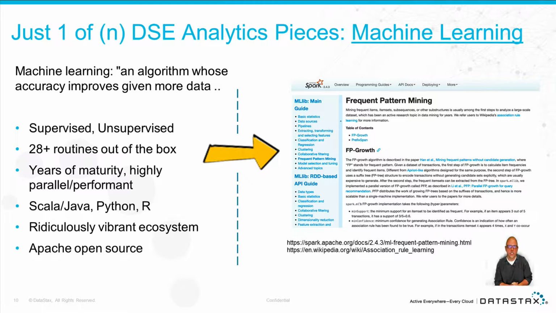In supervised, we know what's in the columns, and in addition to them being numerics, they could also be text. We're going to be working with grocery data, so like milk, bread, eggs, cheese. That was your first clue. This was going to be supervised. And also just frequent pattern matching, or mining, what this is called, is categorized under supervised. Again, about 28 out of the box, years and years of maturity, highly parallel and performant.